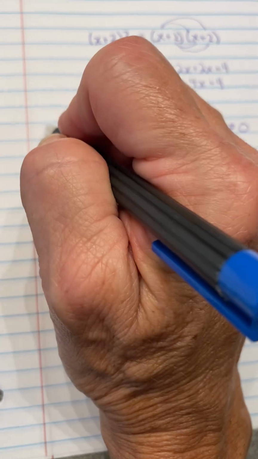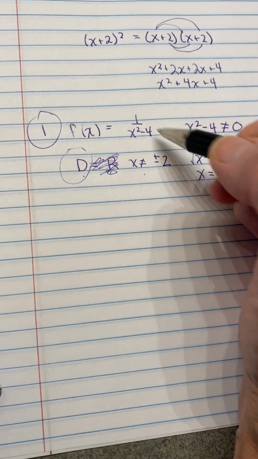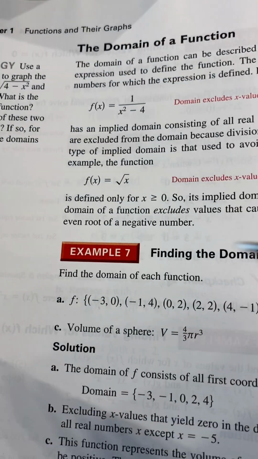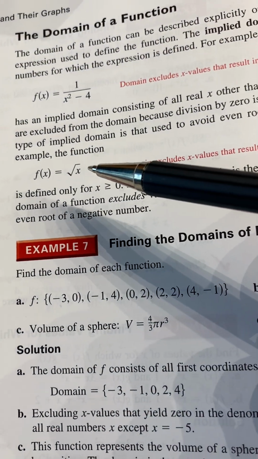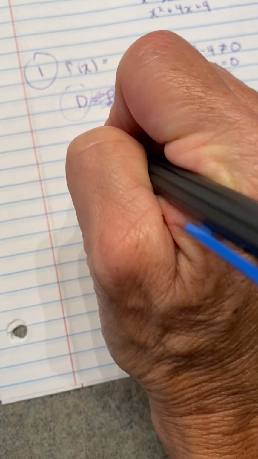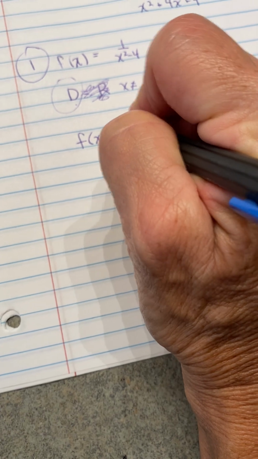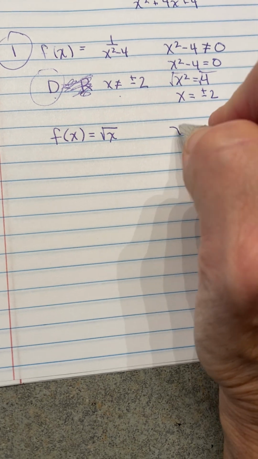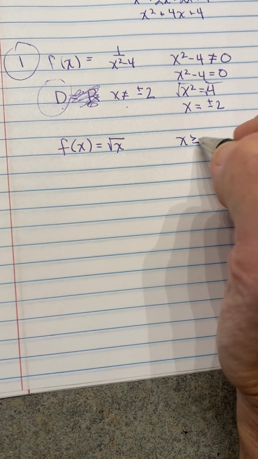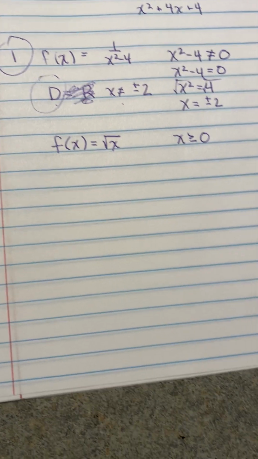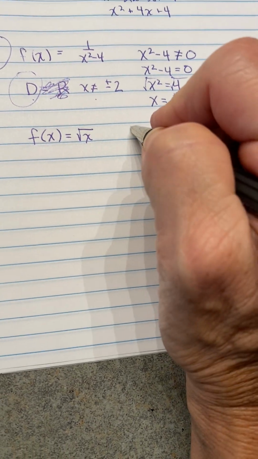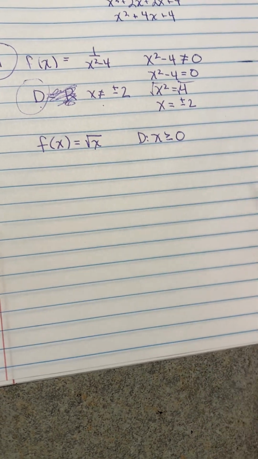All right, so here's example 1. When you have a rational expression, you have to worry about the domain. And the second case is when you have a square root, because we cannot take the square root of a negative number. So we have to make sure that x is greater than or equal to 0. And that one was pretty simple, right? There's our domain. Any x greater than or equal to 0, we could put a domain d colon.